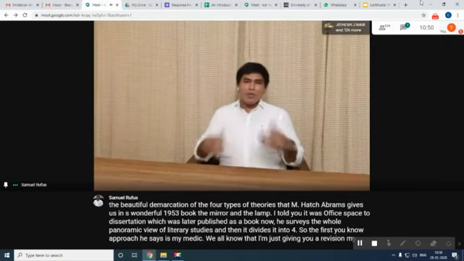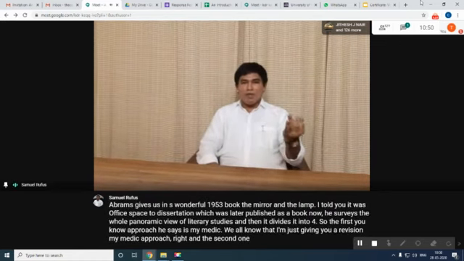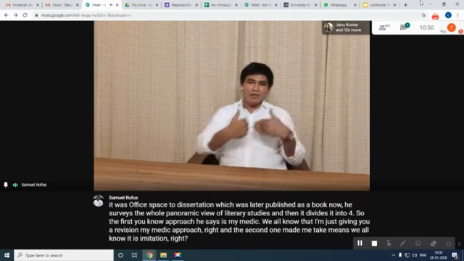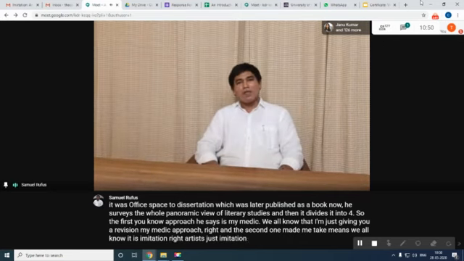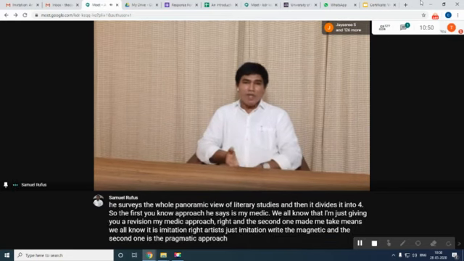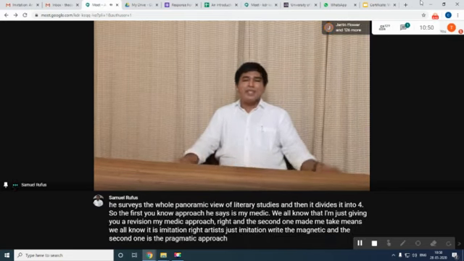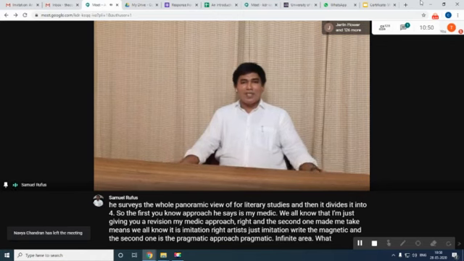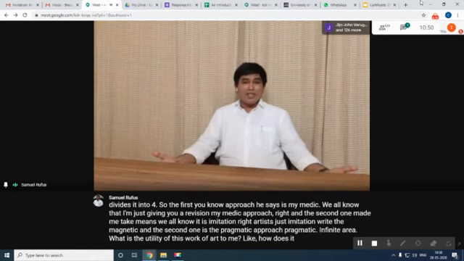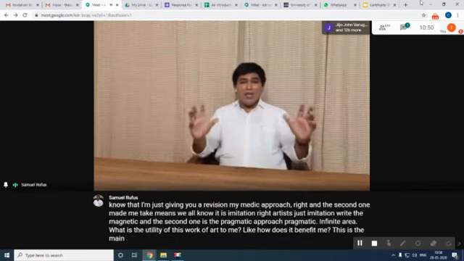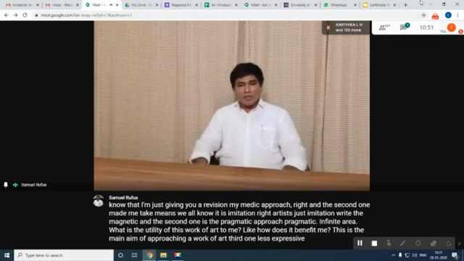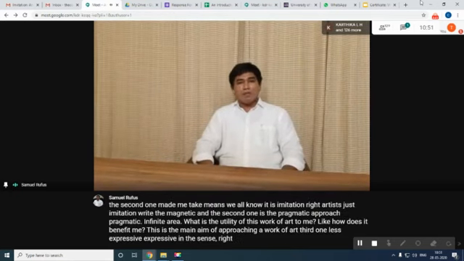Mimetic approach, right? Mimetic means imitation. Art is just imitation, right? And the second one is the pragmatic approach. Pragmatic, utilitarian. What is the utility of this work of art to me? How does it benefit me? This is the main aim of approaching a work of art. Third one is expressive. Expressive in the sense that it comes from within.